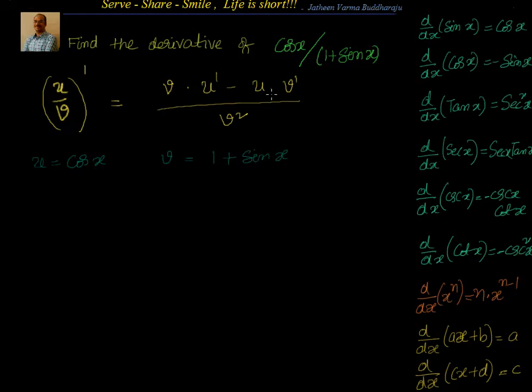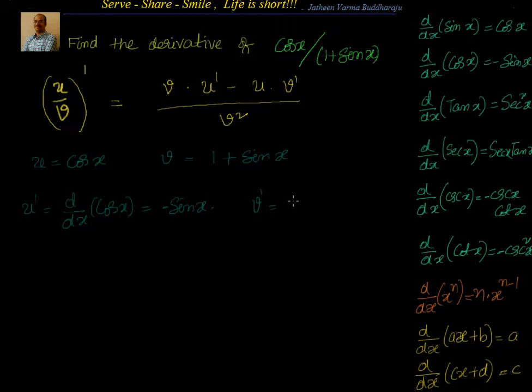Shall we find out u dash and v dash so that we can substitute? Okay, let's try to find out what is u dash. What's the meaning of u dash? Nothing but derivative of cos x. And we can see that on the right hand side we have derivative of cos x is nothing but equal to minus sin x. So we know u dash is minus sin x.